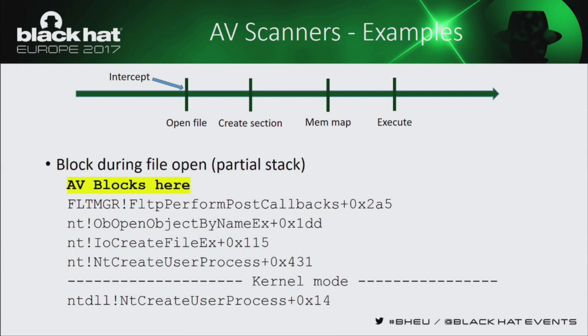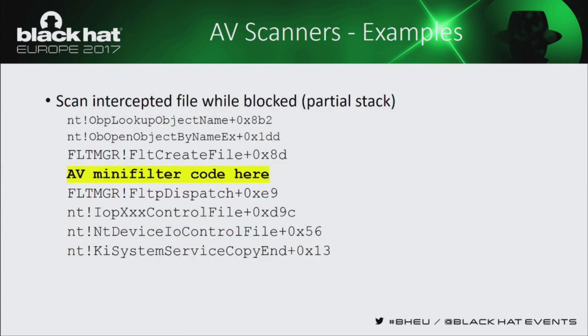And while it's blocked from the other process, usually an antivirus process, it tries to scan the file by reopening it. We can see from this example that the file is opened by file name. So the file name was taken from the original operation, and it's used to reopen the file and scan it.